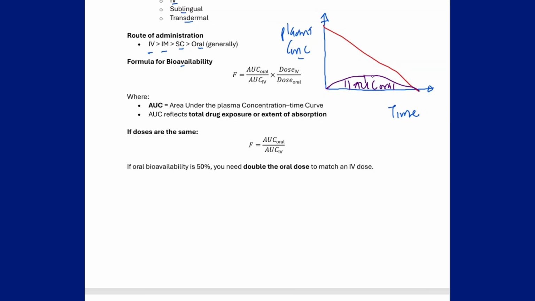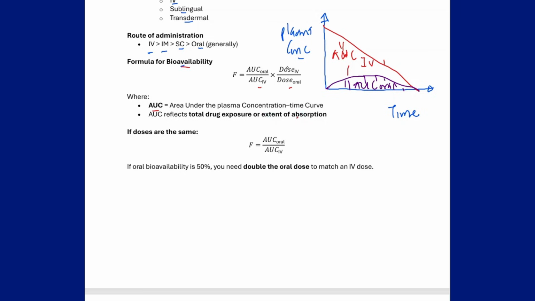So this area is going to be the area under the curve for oral medication, right? So that's the area we're going to call area under the curve for oral medication, whereby this area is going to be area under the curve for IV medication. So when we look at our formula for bioavailability, it is going to be area under the curve for oral medication divided by area under the curve for IV medication, multiplied by the dose in IV divided by oral dose. So like we mentioned, AUC is the area under the plasma concentration time curve, and the AUC reflects the total drug exposure or the extent of absorption.